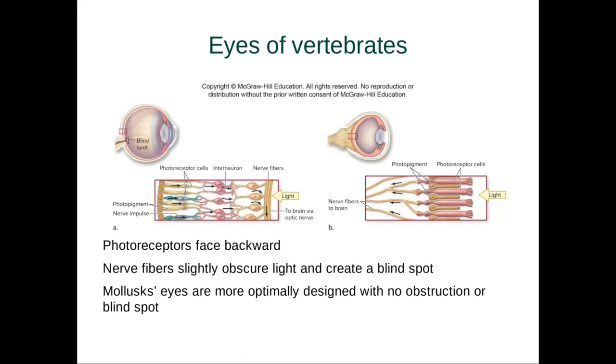Now, mollusks, on the other hand, as you can see here, their photoreceptors actually face forward. And so mollusks, clams and mussels and things like that, are actually more optimally designed with no obstructing blind spot. So they basically can see everything, whereas we can only see a limited number of things. And again, this is because the ancestor for the eyes of vertebrates faced the opposite direction. Because there was no real variability in that, it still exists in modern times.